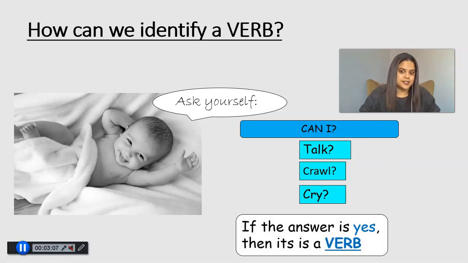If the answer is yes, then it is a verb. If the answer is no, then we can start thinking, hey, this might not be a verb after all. So, can I talk? Yes. Can I crawl? Yes. Can the baby cry? Definitely yes. So all three of these words will be a verb. Can I Jane? No. Can I after? No. So therefore those words can't be a verb.